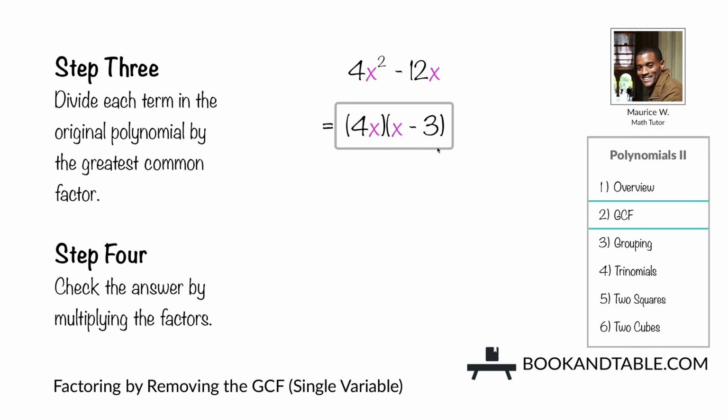And now step 4, check the answer by multiplying the factors. If we multiply these two factors, we should wind up with a product of 4x squared minus 12x. 4x times x is 4x squared. 4x times negative 3 is negative 12x. So we do wind up with our original polynomial, which confirms that 4x times x minus 3 are the factors of 4x squared minus 12x.